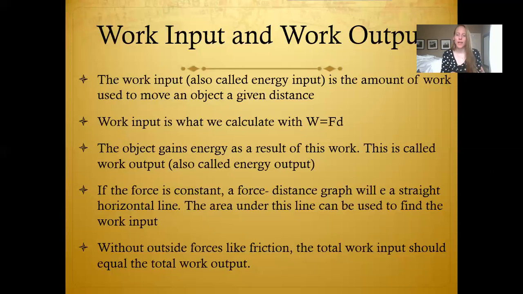If there were no outside forces like friction, if there were just applied forces, then the total work input should equal the total work output. However, we don't live in a perfect closed system like that, and so we do lose energy, or an object will lose energy because of things like friction and air resistance.